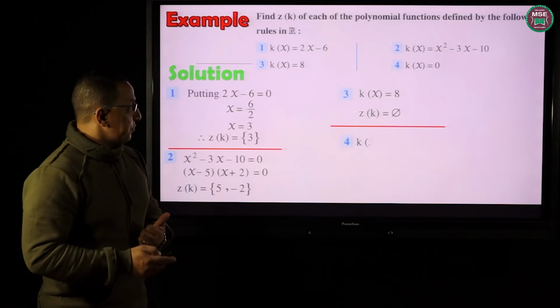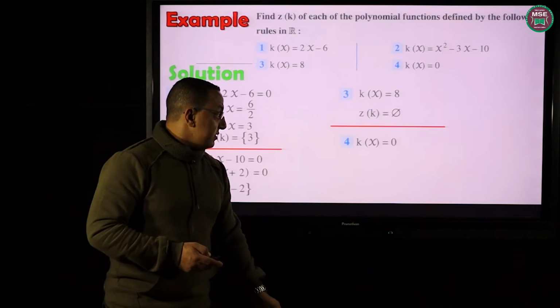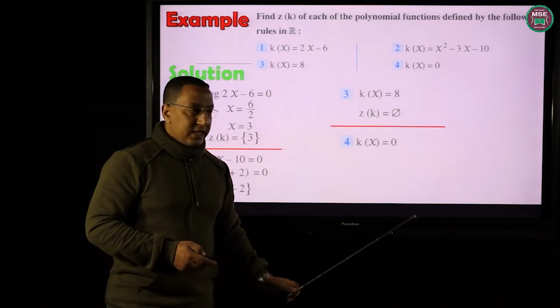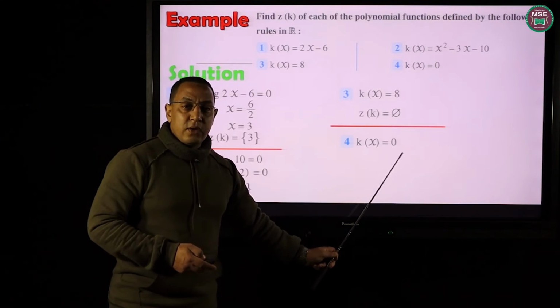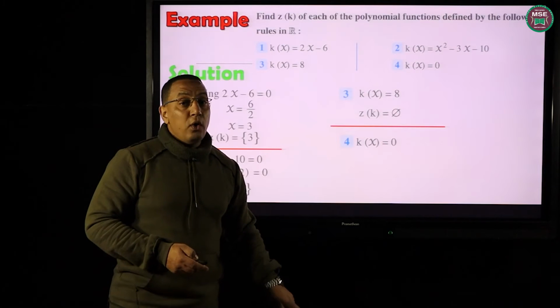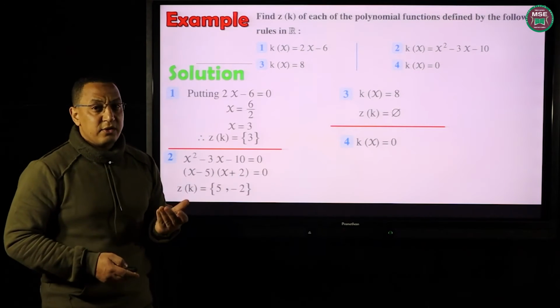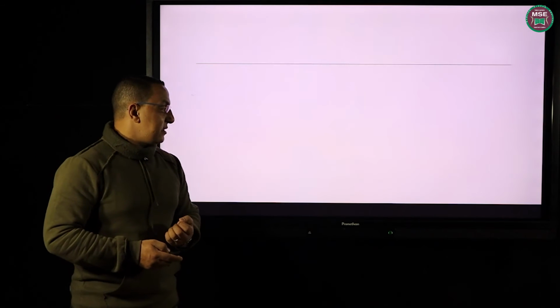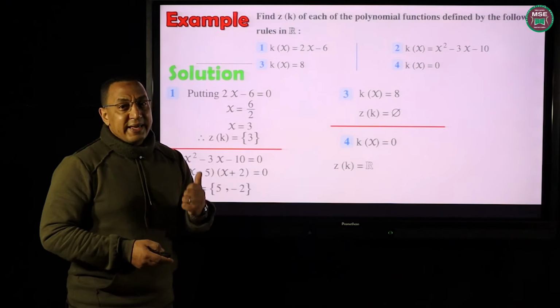Another one: if k of x equals 0, then by putting any number in place of x, the result equals 0. So all real values make the function equal 0. So z of k here equals R. And this is also a special case.